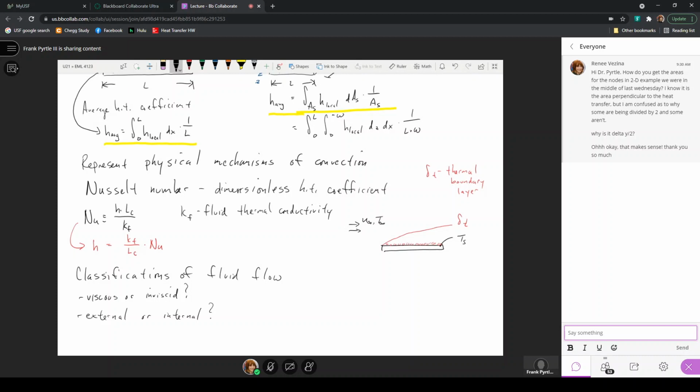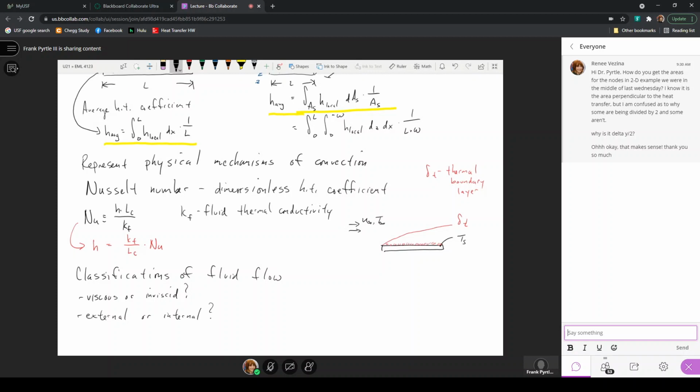Now, external is something like a flow over a flat plate. You'll know it's always going to be considered an external flow if there's a definition of a free stream velocity. If at some point as we move away from the surface of interest, the velocity of the fluid becomes uniform and thus is unaffected by the presence of the solid surface where heat transfer is occurring, we would consider that to be an external flow.